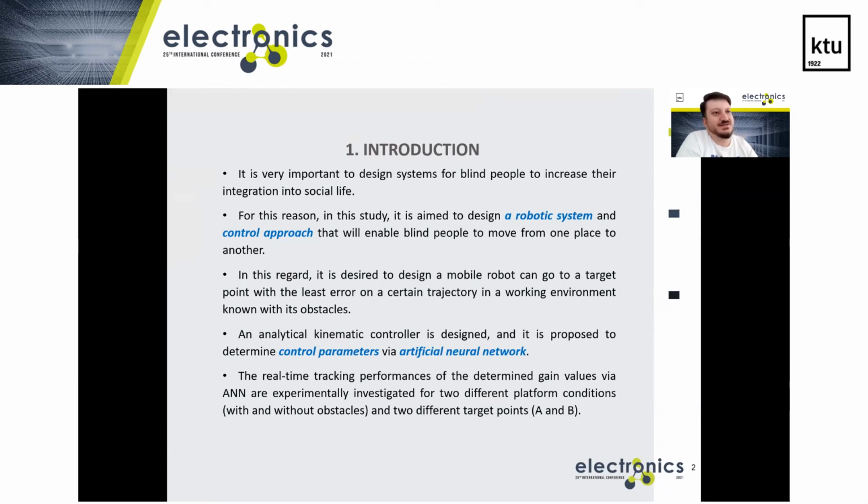So in this direction, we designed an analytical kinematic controller, and it is proposed to determine the control gain parameters using an artificial neural network. And we made some real-time experiments to examine the tracking performances of the artificial neural networks. We made these experiments for two different platform conditions, with and without obstacles, and for two different target points, A and B.